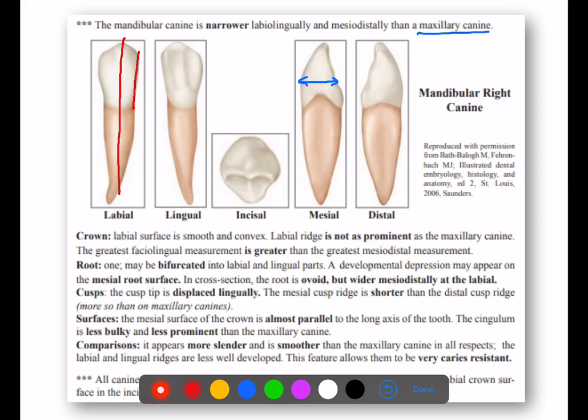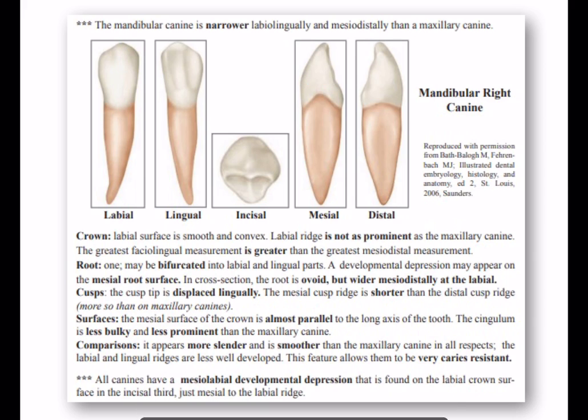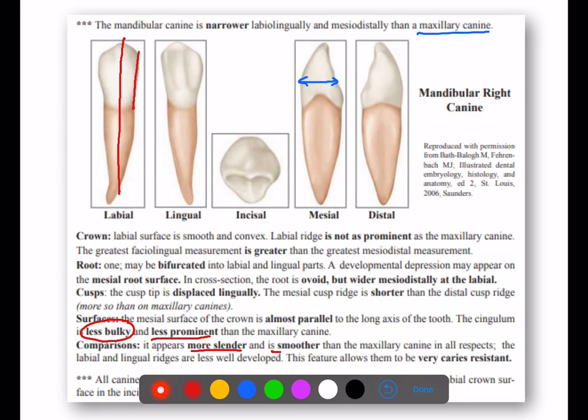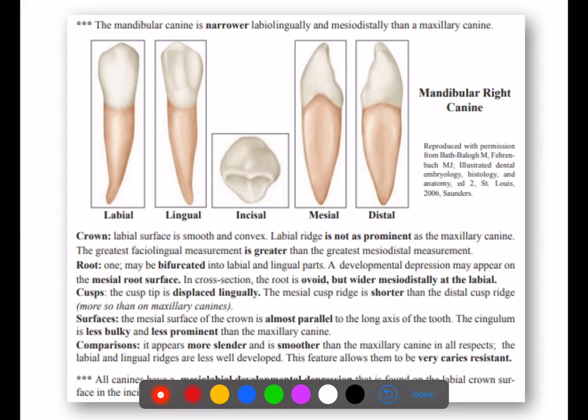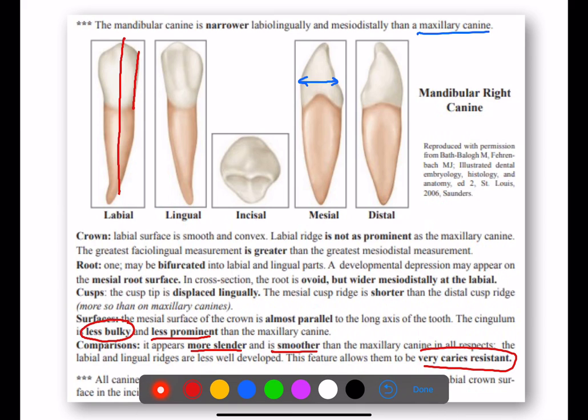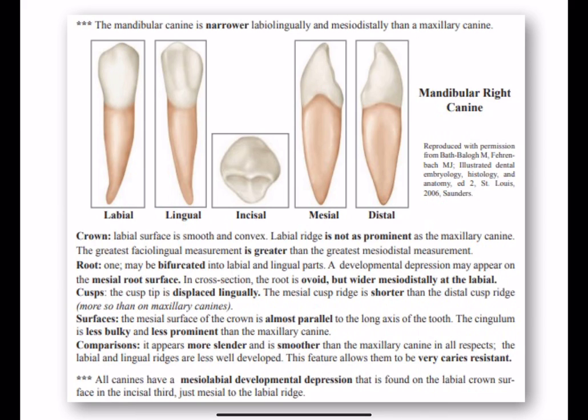And when you talk about the cingulum, between maxillary and mandibular canine, the cingulum is less bulky and less prominent than in the maxillary canine. And the last point is the mandibular canine appears more slender and smoother than the maxillary canine in all aspects. So the labial and lingual ridges are less developed when compared to the maxillary canine. Because of this, it is very caries resistant. So these are the main differences between the maxillary and mandibular canine.